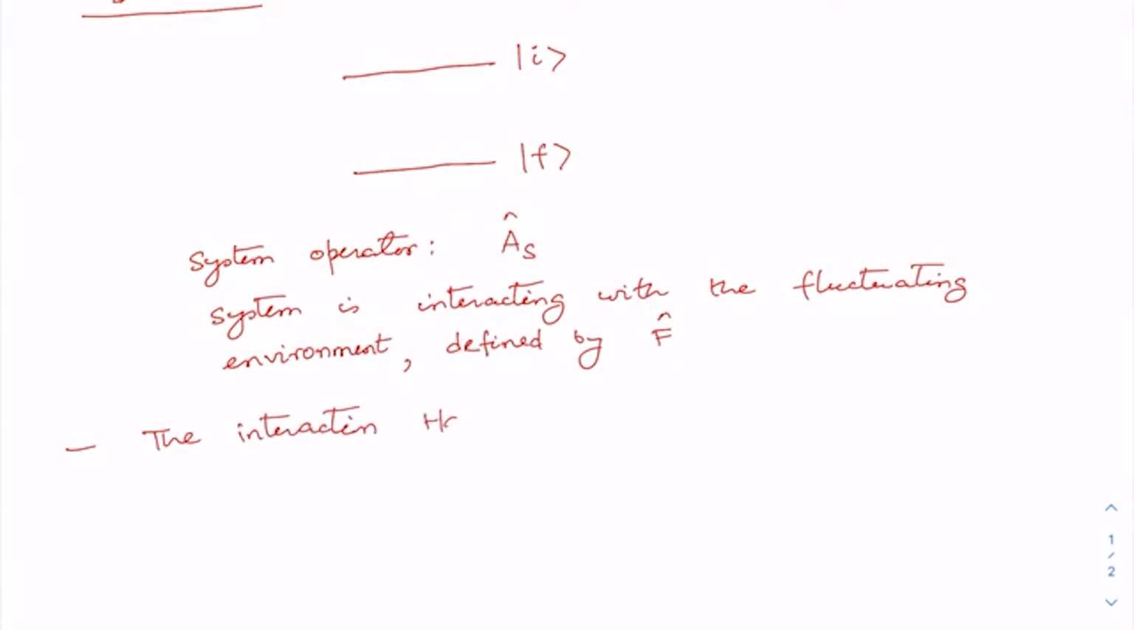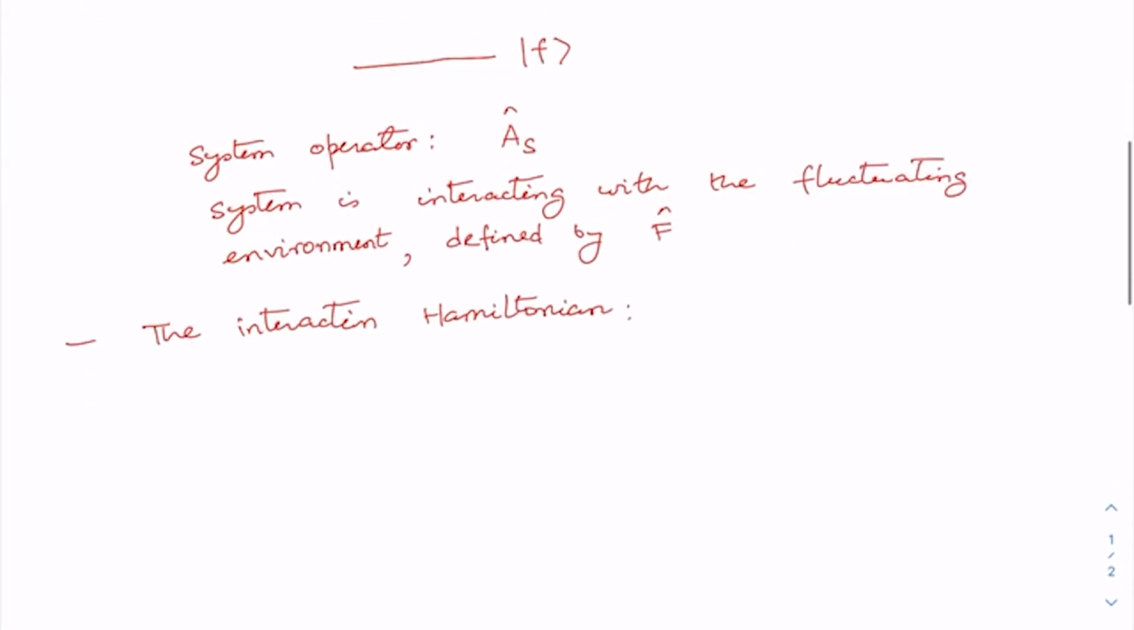Then the interaction Hamiltonian in this case we can write as V is equal to the system operator dot F, and these three dots I have just left so that we can take the dimensions into account, because ultimately this interaction Hamiltonian should have the dimension of energy. So for dimensional consideration, depending on the system, we are going to fill it up, but overall the form of the Hamiltonian is going to be of this type.